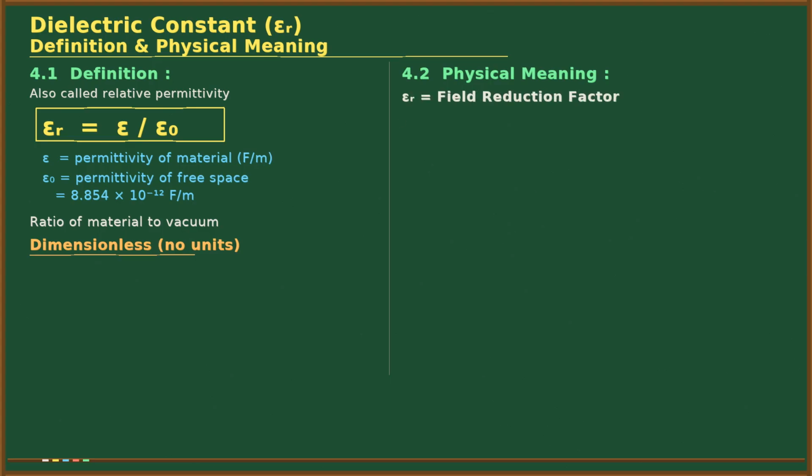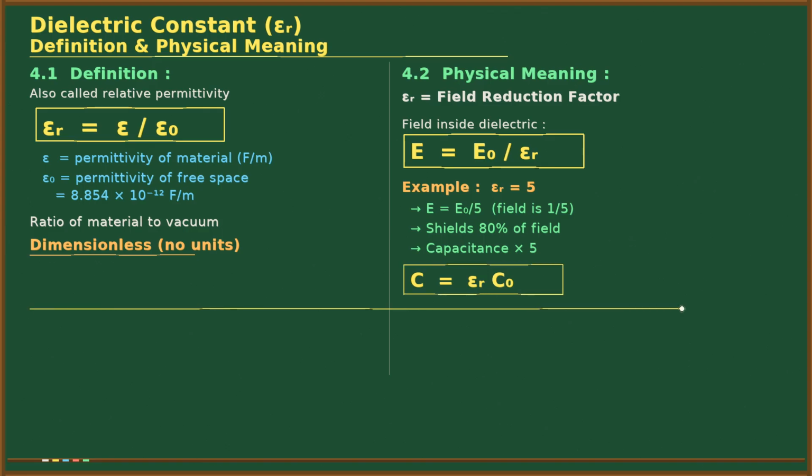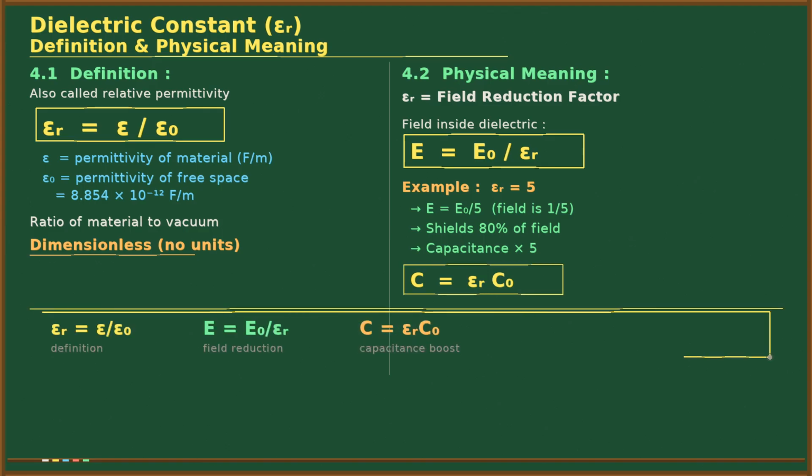It is dimensionless. The physical meaning of the dielectric constant is a field reduction factor. Epsilon r tells us by what factor the electric field is reduced inside the dielectric compared to vacuum. Example: if epsilon sub r equals 5, the field inside the dielectric equals 1/5 of the vacuum field. That is, the material shields 80% of the external field and the capacitance is multiplied by 5.